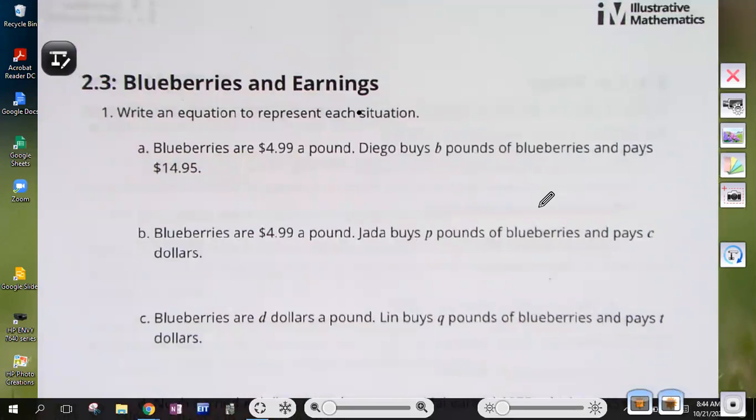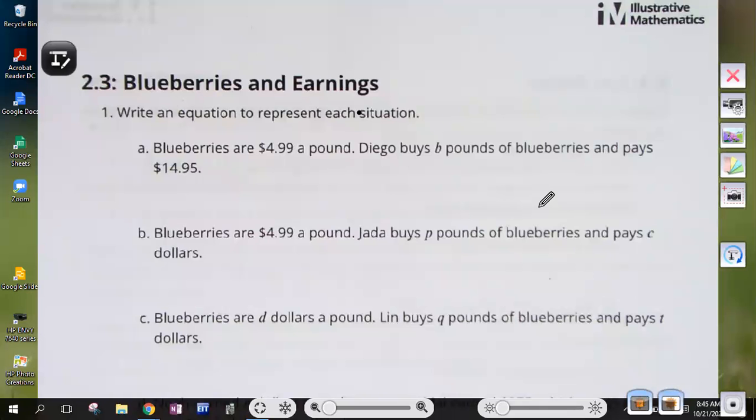So it wants you to write an equation to represent each situation. I'm going to do the first one with you, and then I'm going to let y'all try to attempt the other ones on your own. Okay, then we'll come back together and we'll talk about it. So it says write an equation to represent each situation.